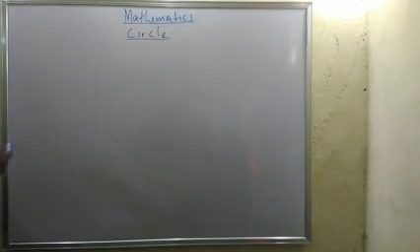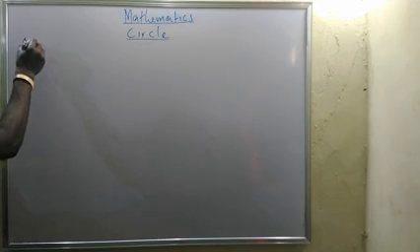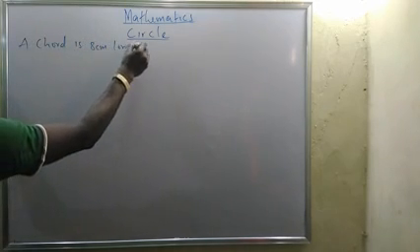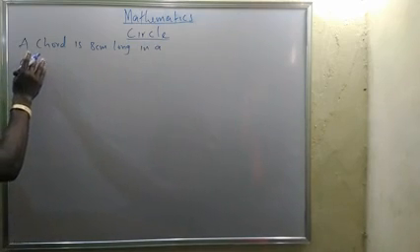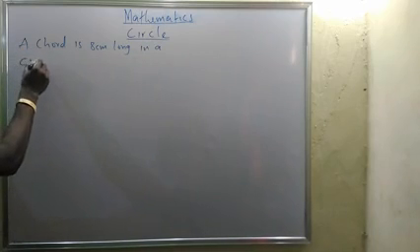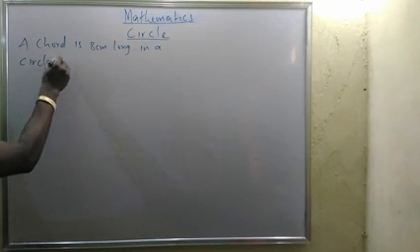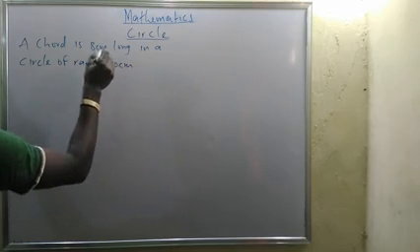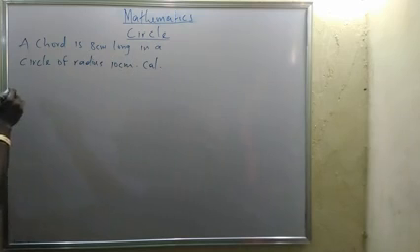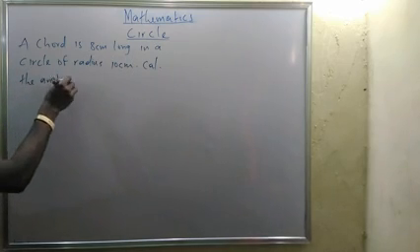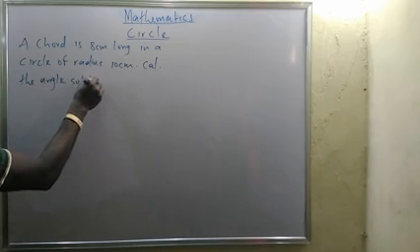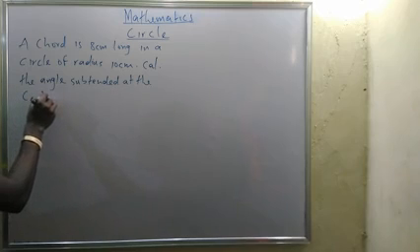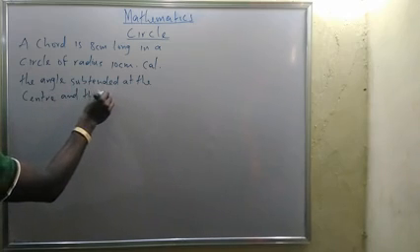Let me go to a question. I have one question here. A chord is 8 centimeters long in a circle of radius 10 centimeters. Calculate the angle subtended at the center and the circumference.